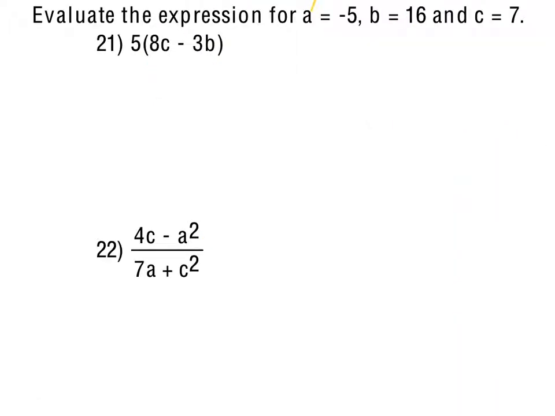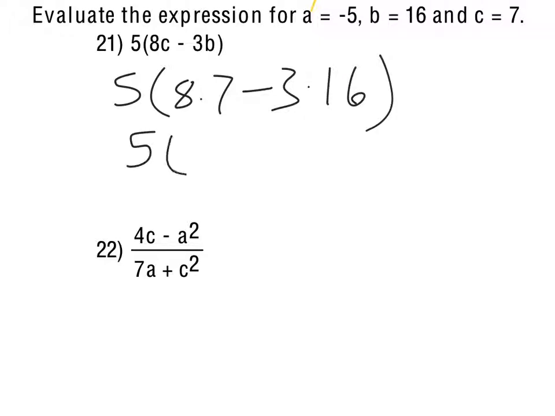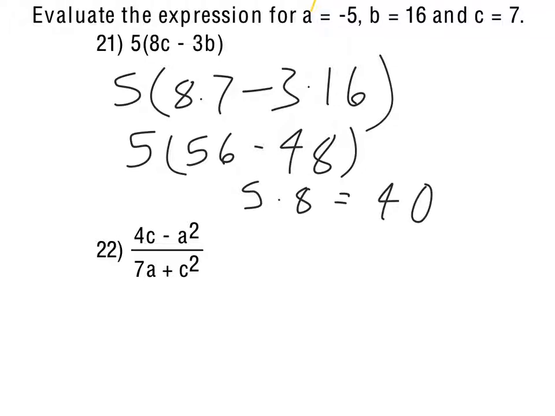For problems 21 and 22, they give us values to plug in. Let's see, so we start by plugging in the value for C, so we have 8 times 7 minus 3 times B, which is 16. Let's see, we can do the 8 times 7, so we get 56. 3 times 16, we're looking at 48. So we end up with 5 times 8, which would be 40.